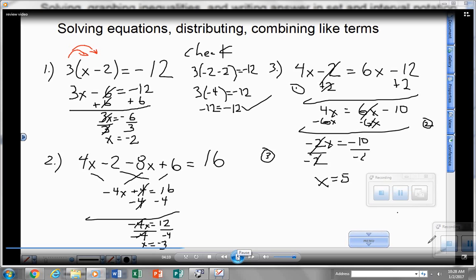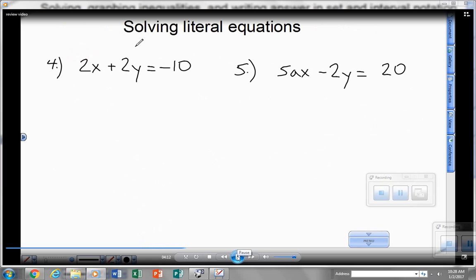Next kind of problems are literal equations, an equation with more than one variable. You're solving for a specific variable. So this first problem here, solving for y. Get rid of that x term first. So I'm subtracting it. Getting rid of 2x, subtracting on both sides, goes away.